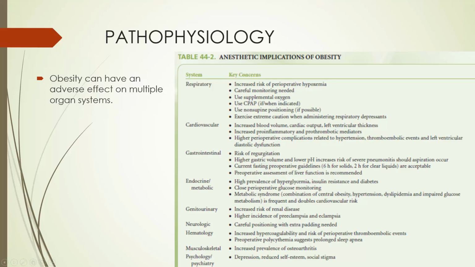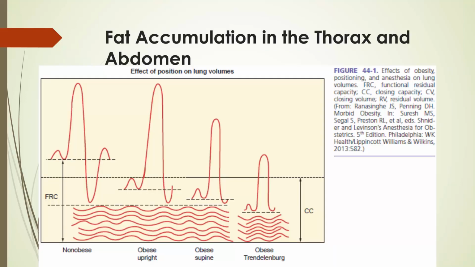So let's start by talking about the pathophysiology of morbid obesity, or even obesity. As you can see here in the table, obesity is a multi-system disease and can affect pretty much every organ system in your body, respiratory, cardiovascular, etc. And we're going to talk in more detail as we go forward in the slides. So let's start with the respiratory system.